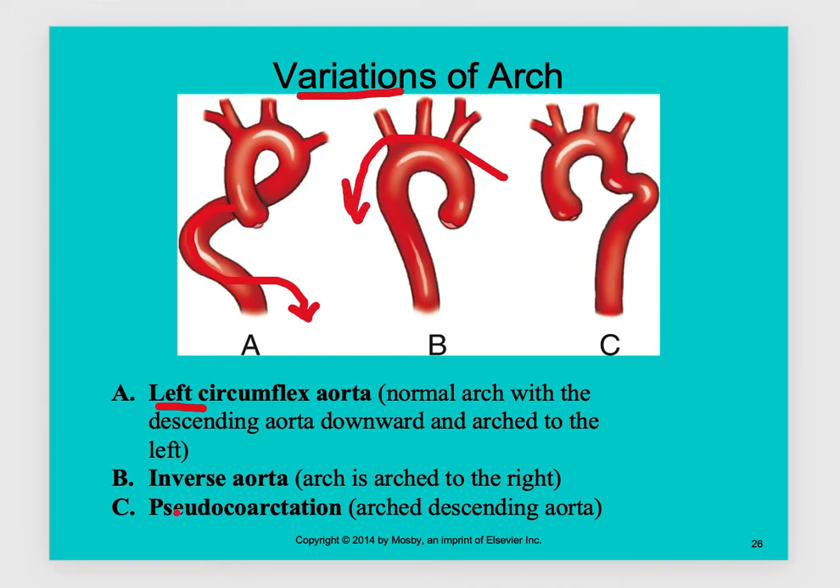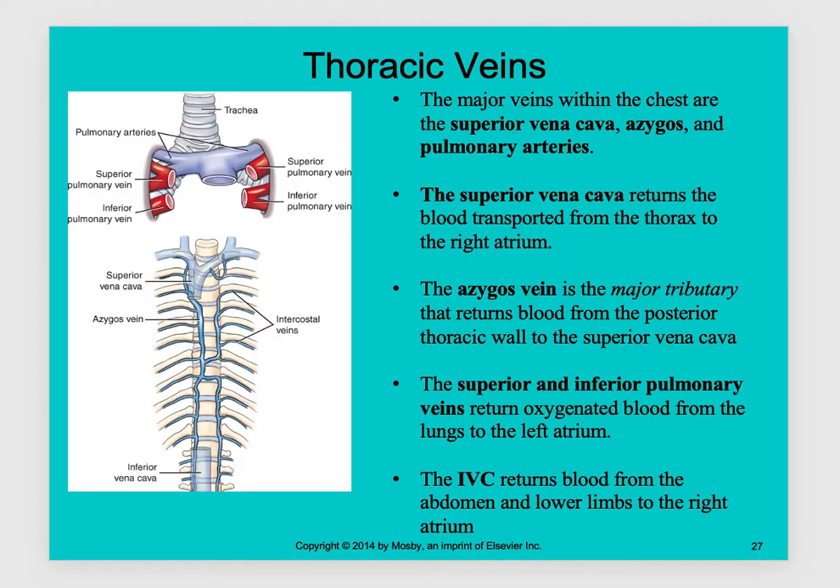All right. And then a pseudo coarctation is an arched descending aorta. So everything is good. It comes up, it has the arch, and before it comes back down, it takes another little arch before it descends. So pseudo-coarctation is just an arched descending aorta. So basically double arched, pseudo arch. This is the pseudo arch, and that's how you're going to keep them separated.